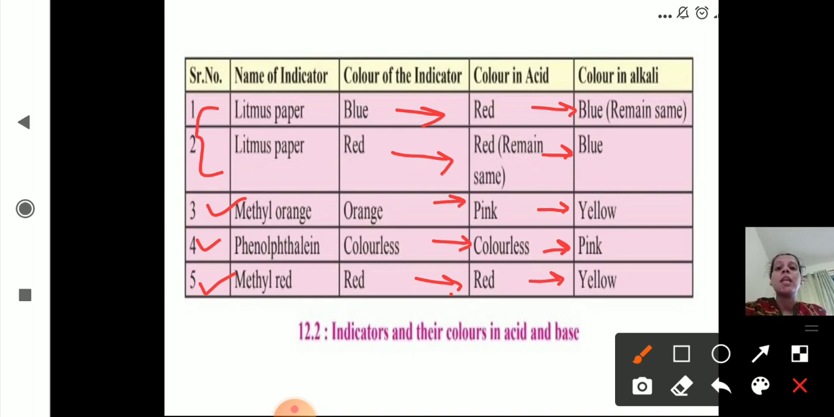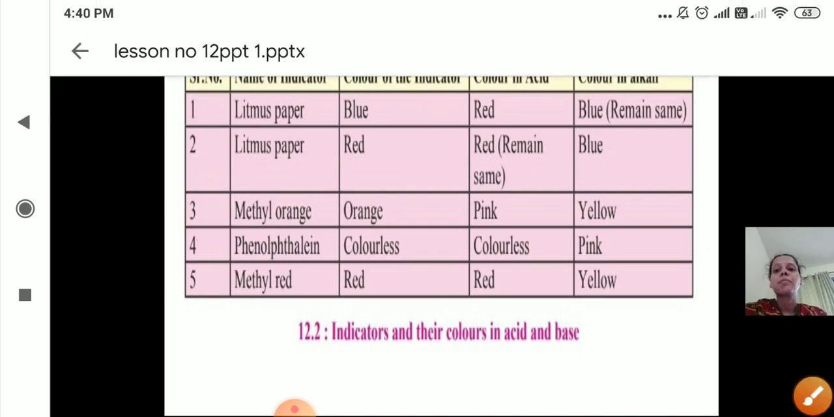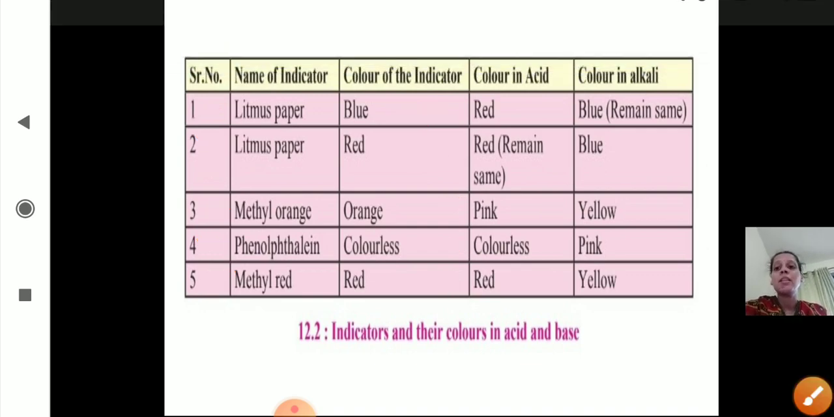So this is about the indicators and how their color changes in acidic and basic solutions. These are the indicators available in the laboratory: litmus paper, of which there are two, red litmus paper and blue litmus paper. Then methyl orange, whose indicator color is orange, phenolphthalein, which is colorless, and methyl red, which is red in color. So this is about indicators and their colors in acid and bases. I hope you are clear till here.